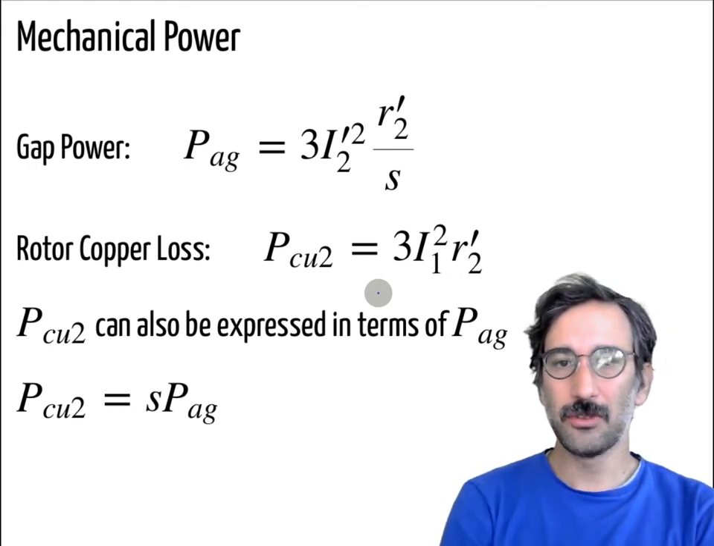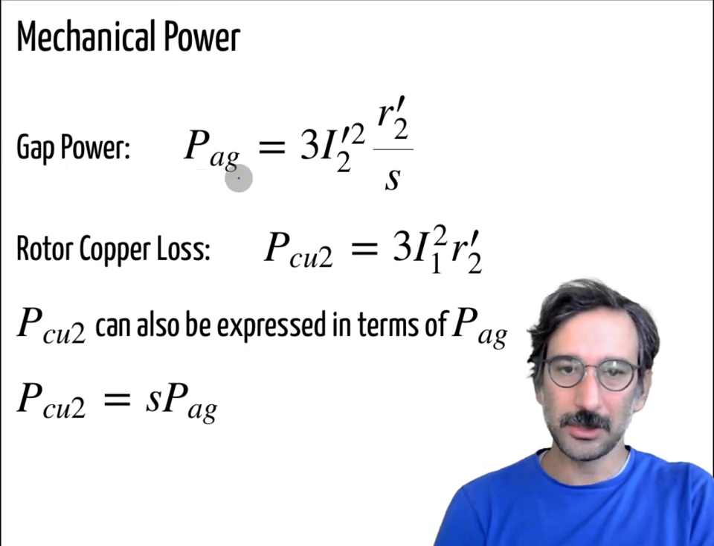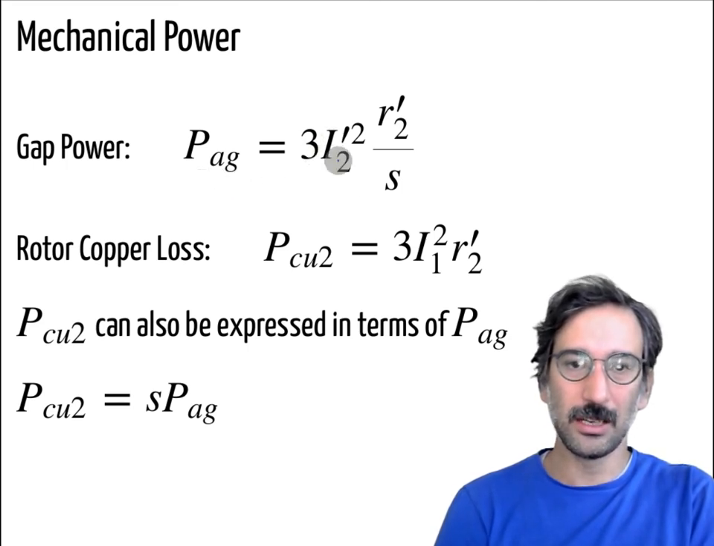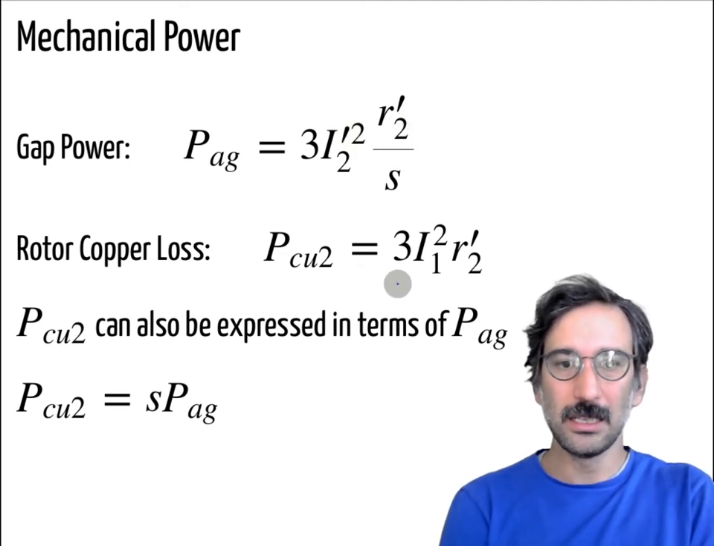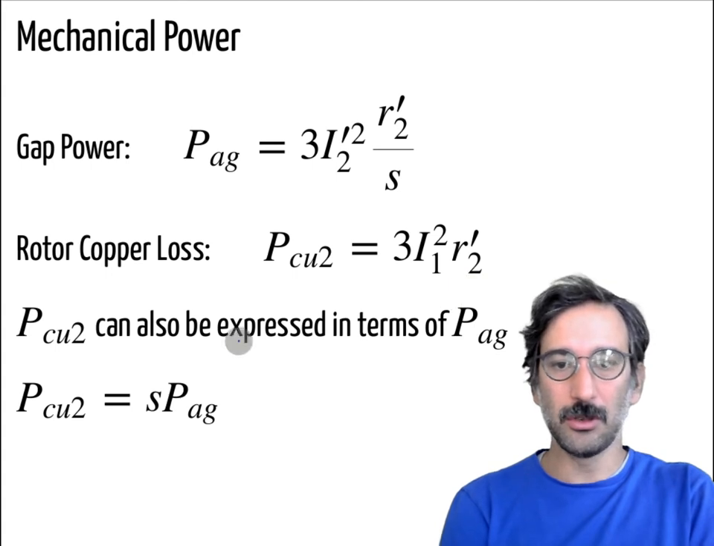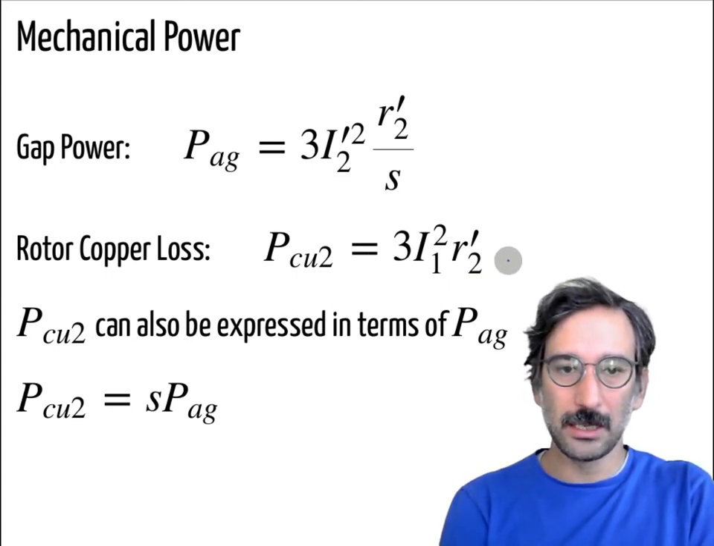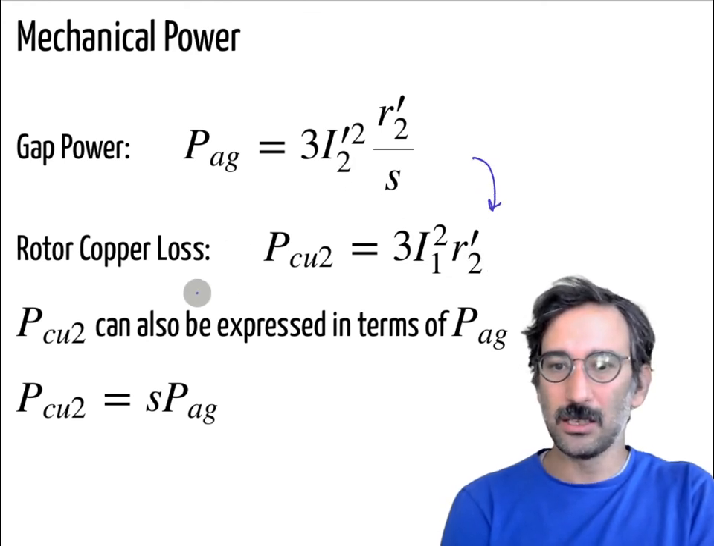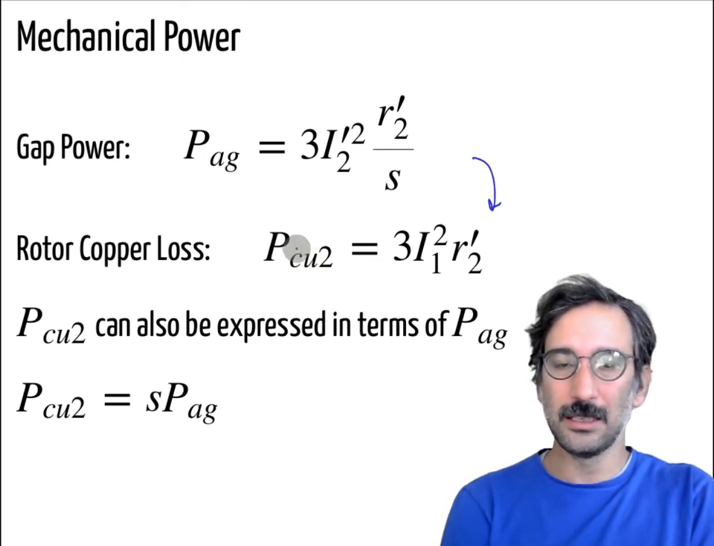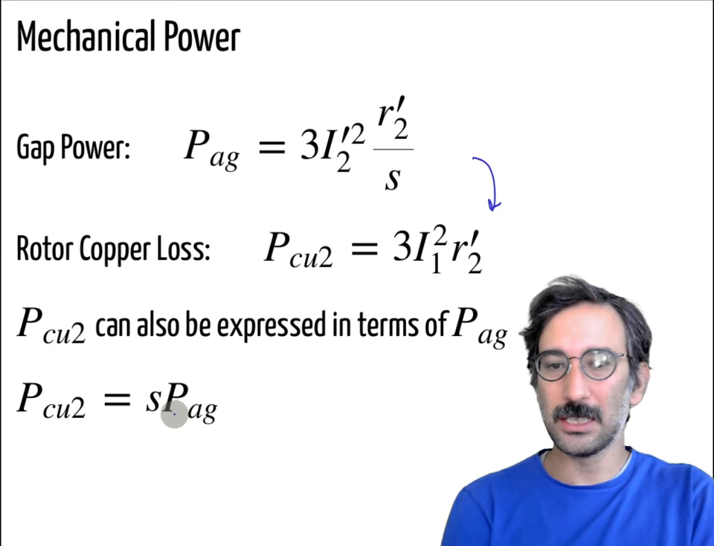Okay, so then you will see some different definitions. First we have the air gap power, 3 I2 prime squared R2 prime over S. Then we have the rotor copper loss. By using these two, you can see that copper losses in the rotor winding can be represented as air gap power multiplied by S. So this is slip times air gap power.